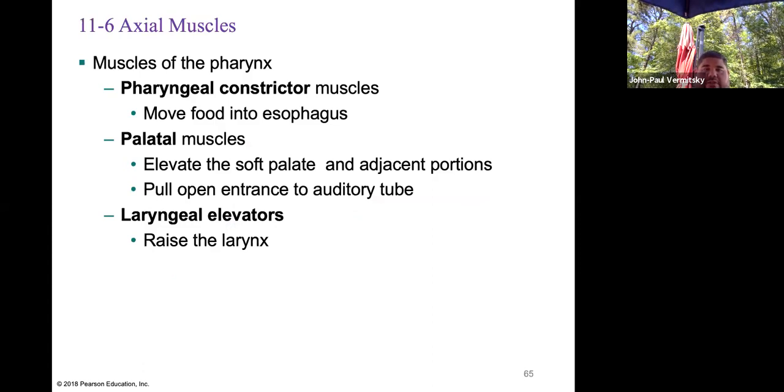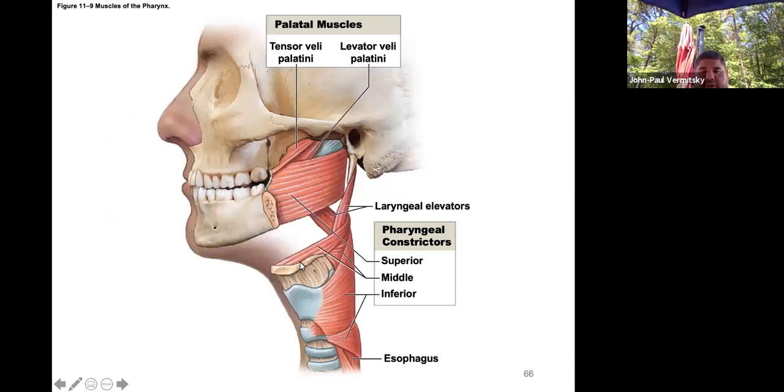Muscles of the pharynx. You have your pharyngeal constrictor muscles. These will move food into the esophagus. The palatal muscles. These will elevate the soft palate and adjacent portions. They will also pull open the entrance to the auditory tube. And then you have your laryngeal elevators. These will raise the larynx. And here you can see your various palatal muscles right here, here, and then your pharyngeal constrictors right here, here.